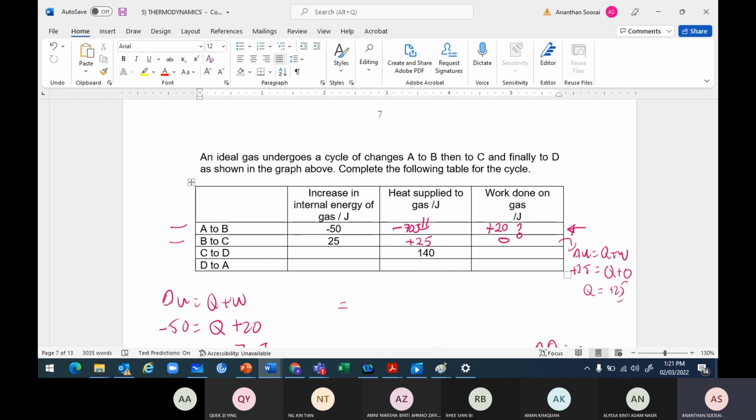Okay, now I give you 2 minutes. Come on, try the others, C to D and D to A. I want the answers from you. Fill up the values. The first value you can fill up, of course, is the work. Get the work values first, for both. Then you can get the others.